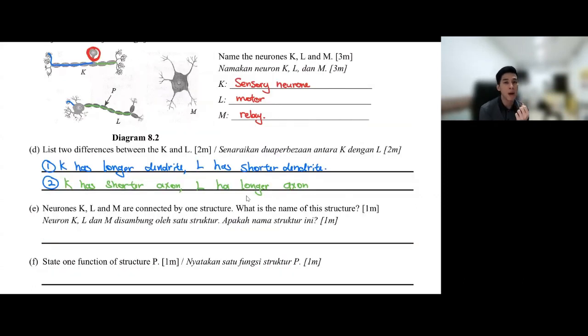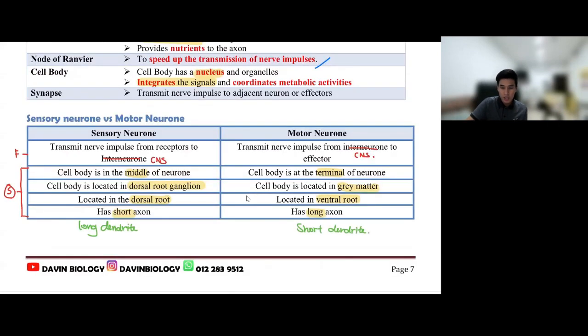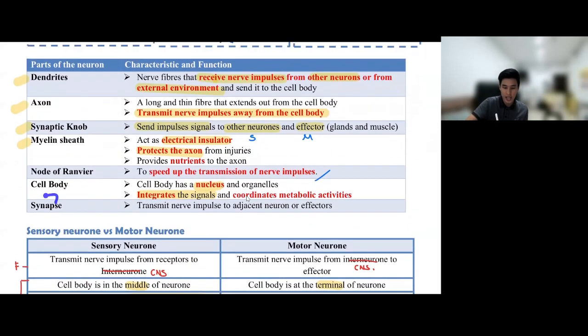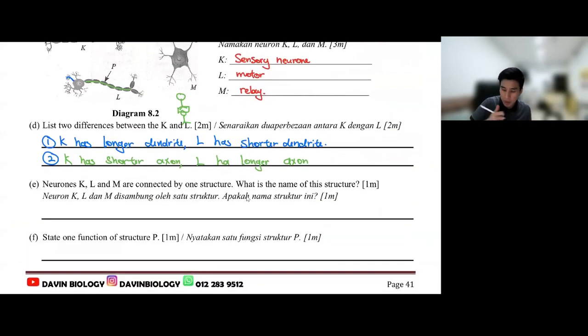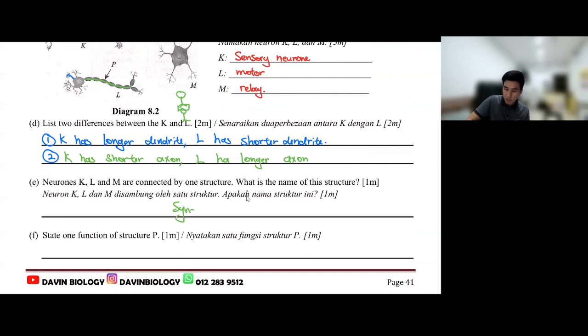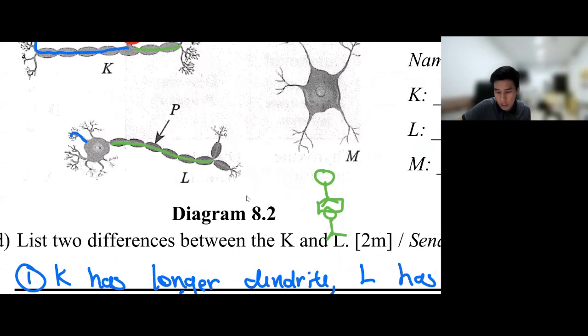Neuron K and L are connected by one structure. What is the name of that structure? Just remember we said between every neuron, there's this gap in between them. So we forget what that is already. That is your correct answer. It is the synapse. Yes, very good. So that's the synapse. That's the thing that connects 2 neurons, even if it's just a gap. But the gap is very important. Okay, we'll talk about it in a while. One function of structure P. Let's look at what is P. So P is pointing at the coating, right? What is the name of this thing first? It's called the myelin sheath.